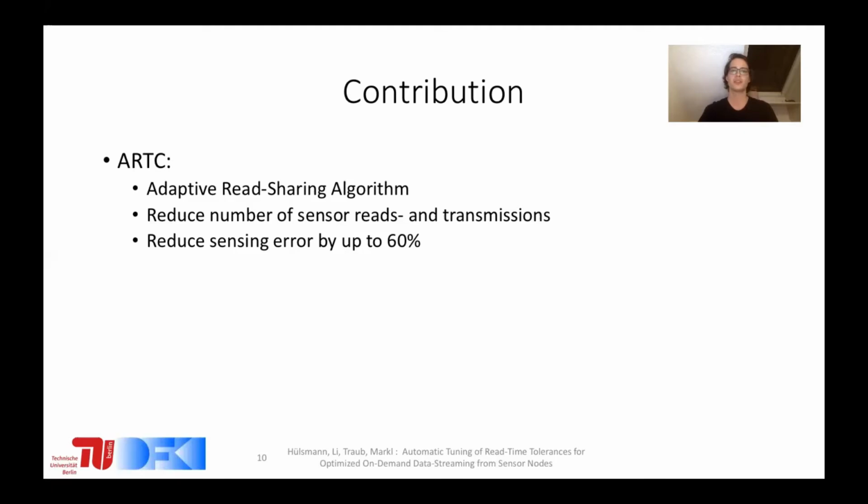In this talk, I present the adaptive read sharing algorithm ART-C, which increases the potential for sharing reads based on dynamic properties of the gathered data according to an application-defined data utility. We evaluate ART-C on real-world data and show that it reduces the sensing error by up to 60% compared to existing approaches with the same number of data reads.